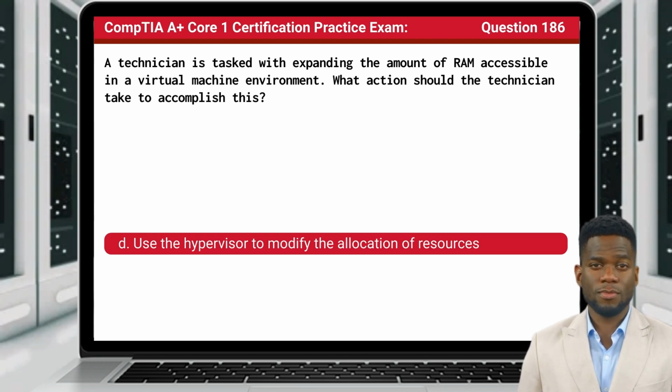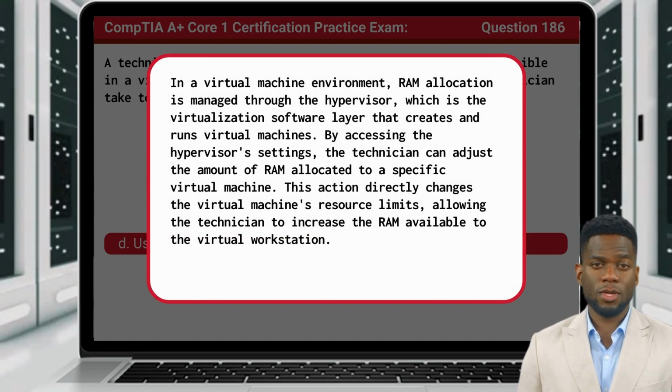The answer is D. Use the hypervisor to modify the allocation of resources. In a virtual machine environment, RAM allocation is managed through the hypervisor, which is the virtualization software layer that creates and runs virtual machines. By accessing the hypervisor settings, the technician can adjust the amount of RAM allocated to a specific virtual machine. This action directly changes the virtual machine's resource limits, allowing the technician to increase the RAM available to the virtual workstation.